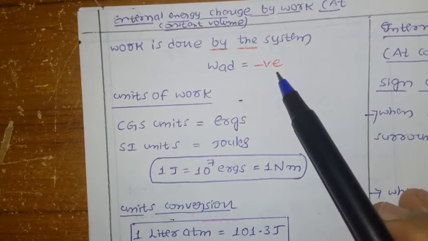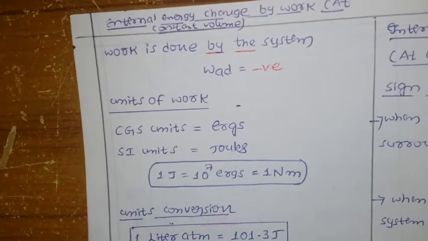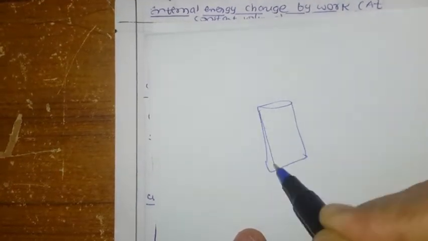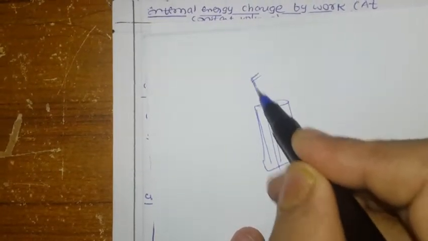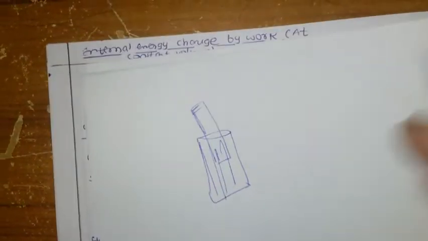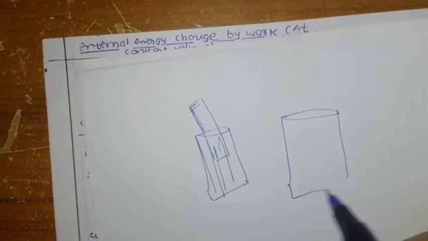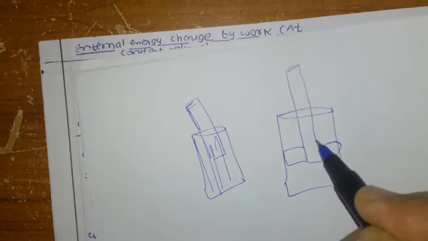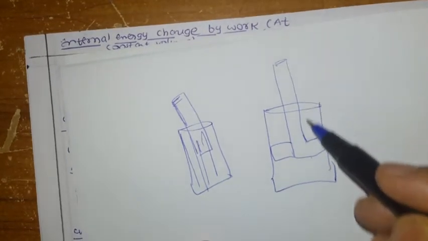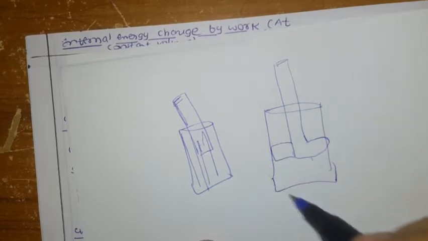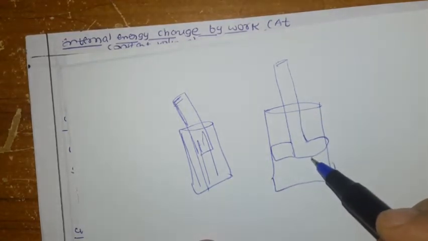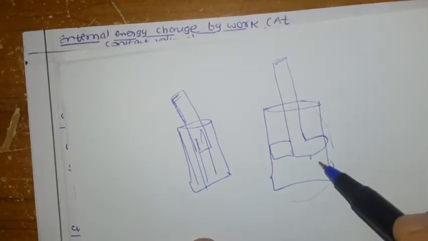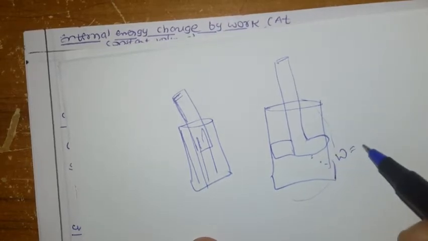The best example is the piston. Let us assume here we have a piston. If you pull down the piston, this is called work done on the system. You are using some pressure and doing some work on the system. This is why we call it the system, because it is under my observation. This is work done on the system. So at that time you have to take W as positive.